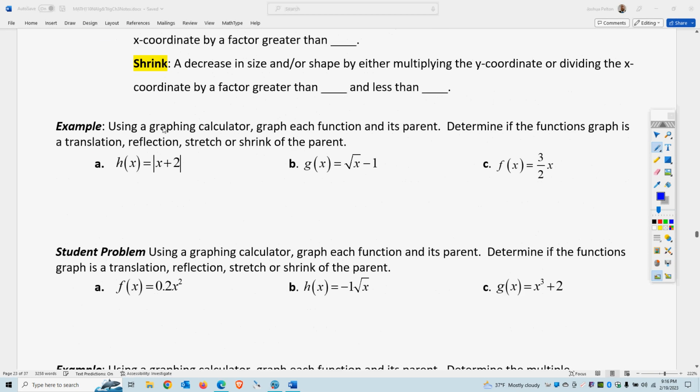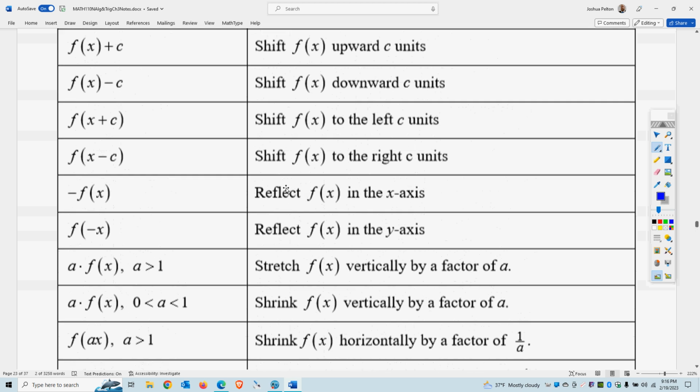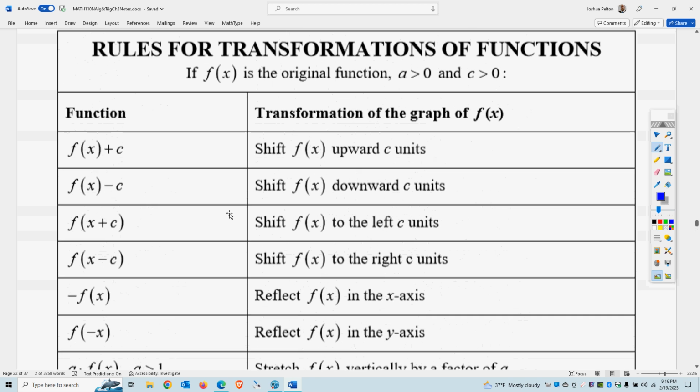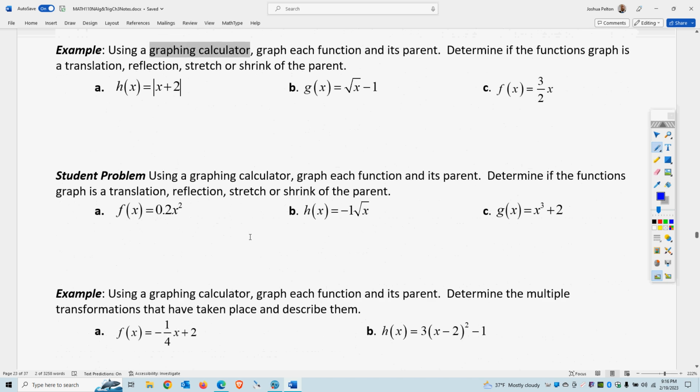So one way is to use a graphing calculator. Okay, I'll go through it with mine. You can also just look back at the table up here and decide what the transformation is. You can also use websites such as Desmos and Wolfram Alpha to get what the transformations look like, because any of those websites, whether it's Desmos or Wolfram Alpha, will show you what the graph looks like.